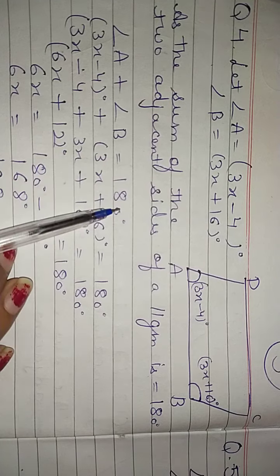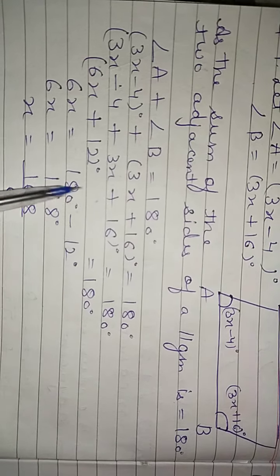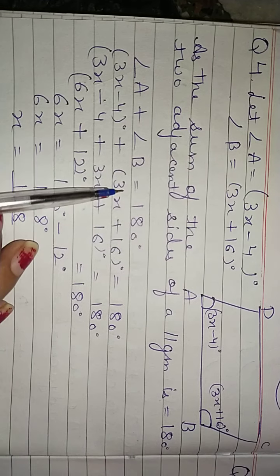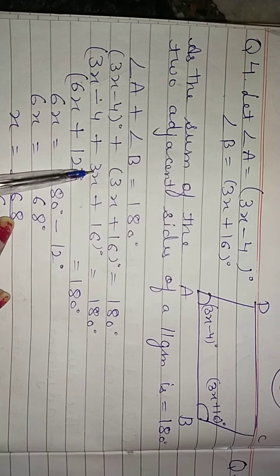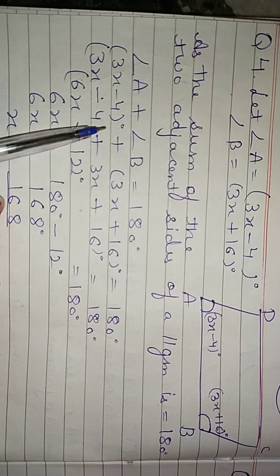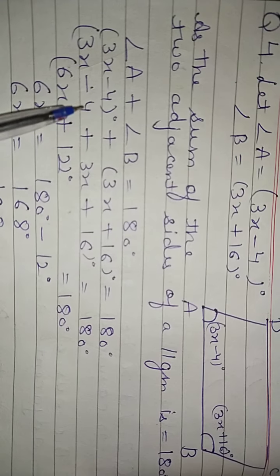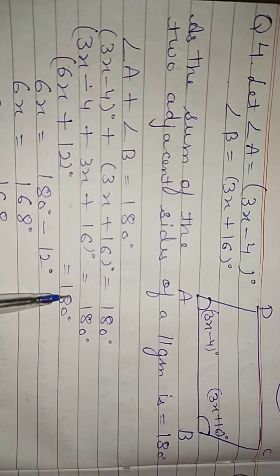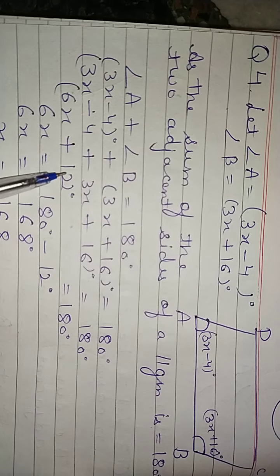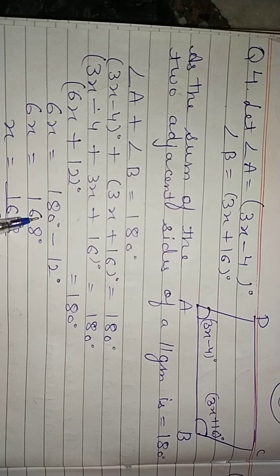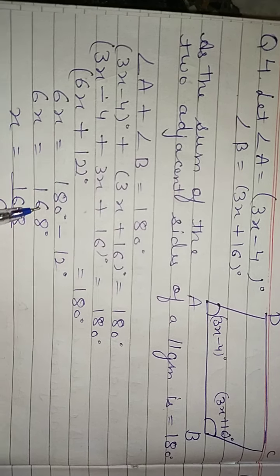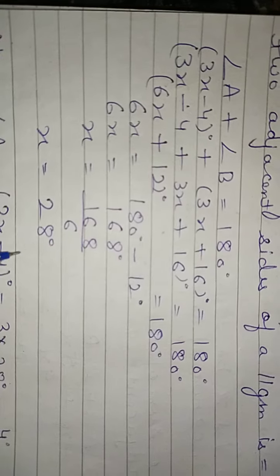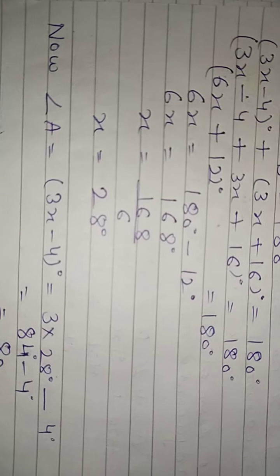Now angle A plus angle B is equals to 180 degree, and after solving this equation, 3x minus 4 plus 3x plus 16 degree, add the values of having x with them and also solve the values which are 16 minus 4, which comes out to be 12. Now 6x plus 12 is equals to 180 degree. 6x is equals to, now this 12 is transposed, and 6x is equals to 180 minus 12, which is equals to 168. Now we will get the value of x by dividing 168 by 6, and the value of x is equals to 28 degree.